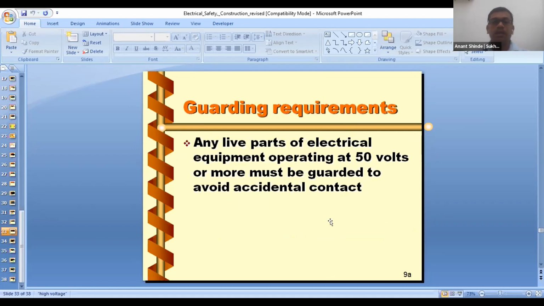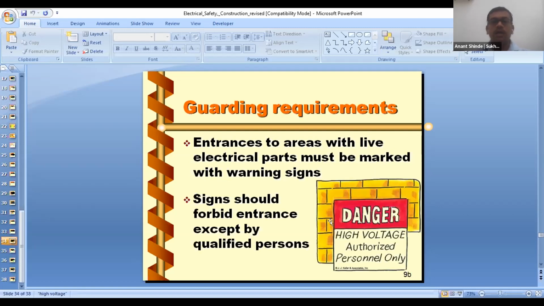Grounding requirements: any live part of electrical equipment operating at 50 volts or more must be guarded to avoid accidental contact. Entrance to an area with live electrical parts must be marked with a warning sign. This is the danger sign: high voltage, authorized persons only. This sign must be posted where electrical work is being done, a very risky and hazardous area. Entrance should be prohibited except to qualified persons.